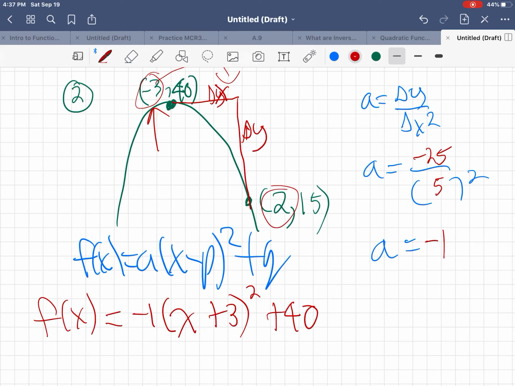Okay, folks, you're going to use that in the next question on inverse functions. Hopefully that helped.